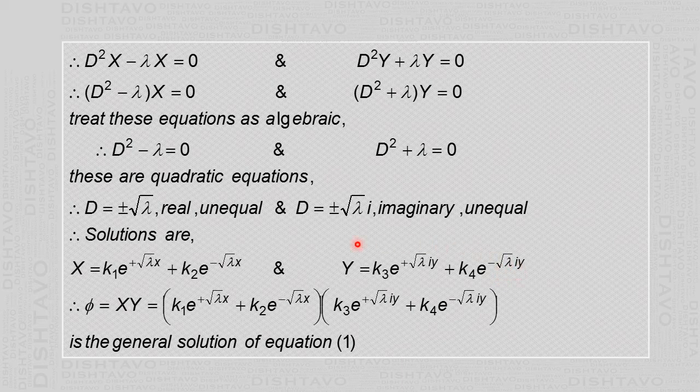Then what we have studied at the beginning, that φ = XY. So we substitute here X and Y, and now this is what is called the general solution of that given equation.